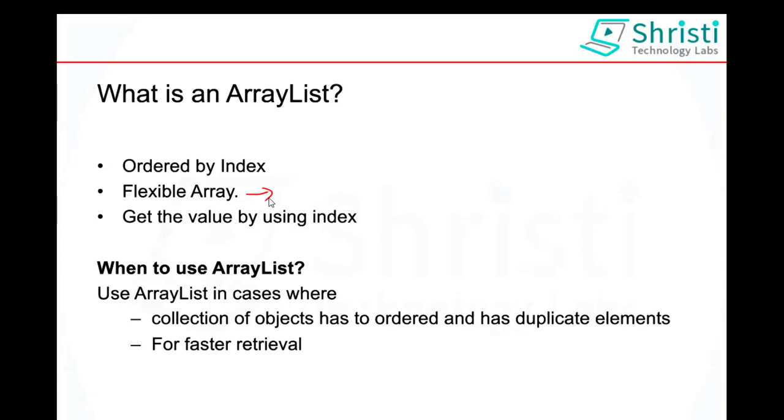If I am removing the elements from the array list, it will shrink. The array list is ordered by index, so it is similar to an array only. You can also get the value of an array list using index. It is just similar to an array.